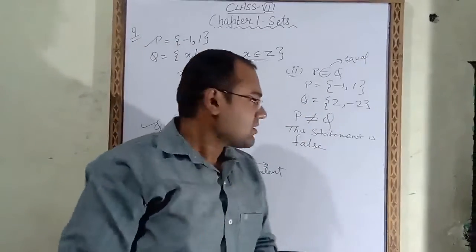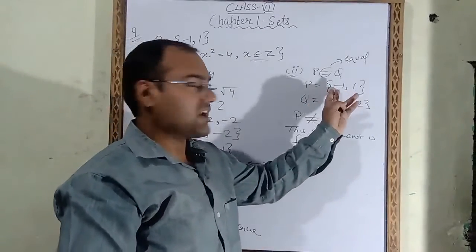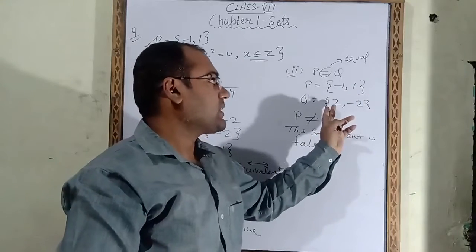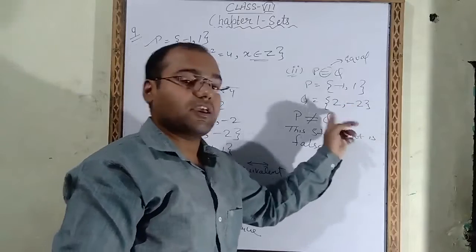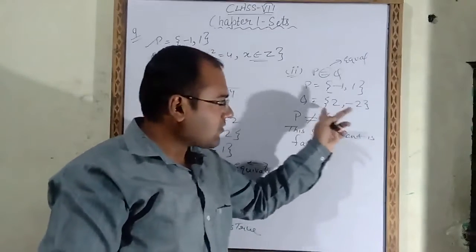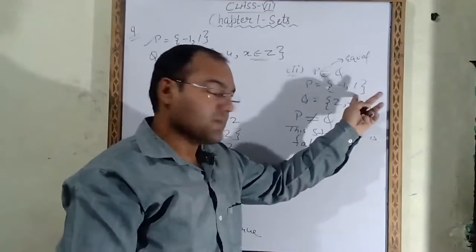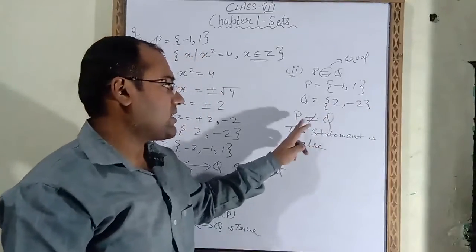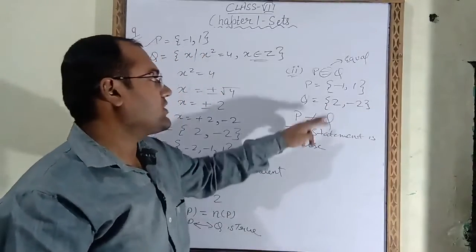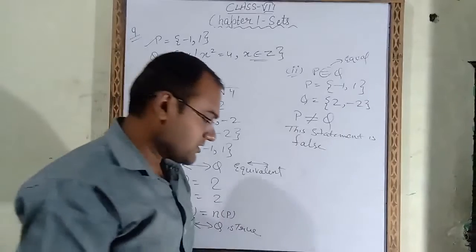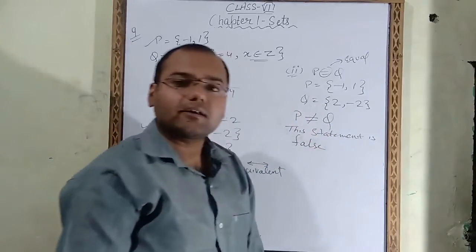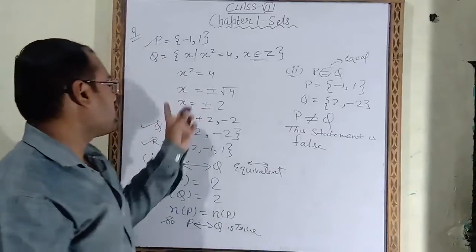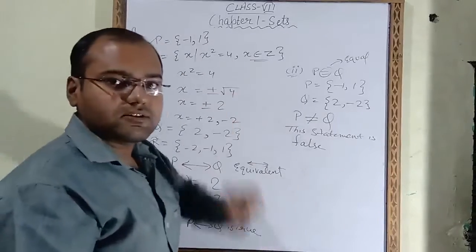Why this is wrong? Because P set is having -1 and 1, Q set is having 2 and -2. Elements of P are not coming in Q and elements of Q are also not coming in P. That's why we will say that P not equal to Q. That's why this statement is false. Now come to the next part. Rest of the parts are similar to these two parts, first part also and second part also.